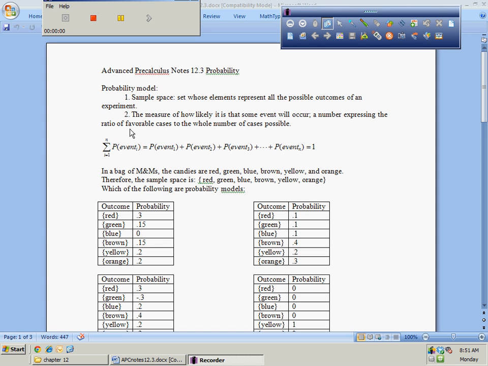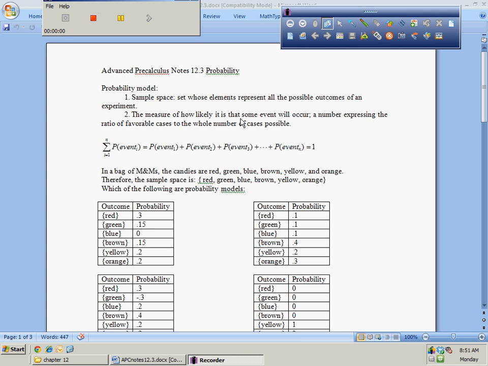We are going to learn about probability. A sample space is a set whose elements represent all the possible outcomes. So if you're flipping a coin, what is a sample space? Not how many in the sample space. Heads or tails, right? It's what can occur. Usually it won't land on the side.